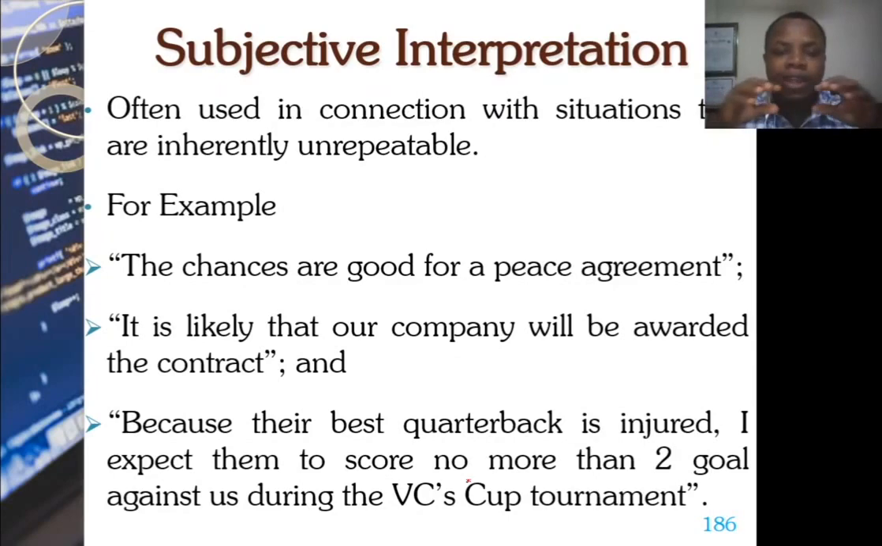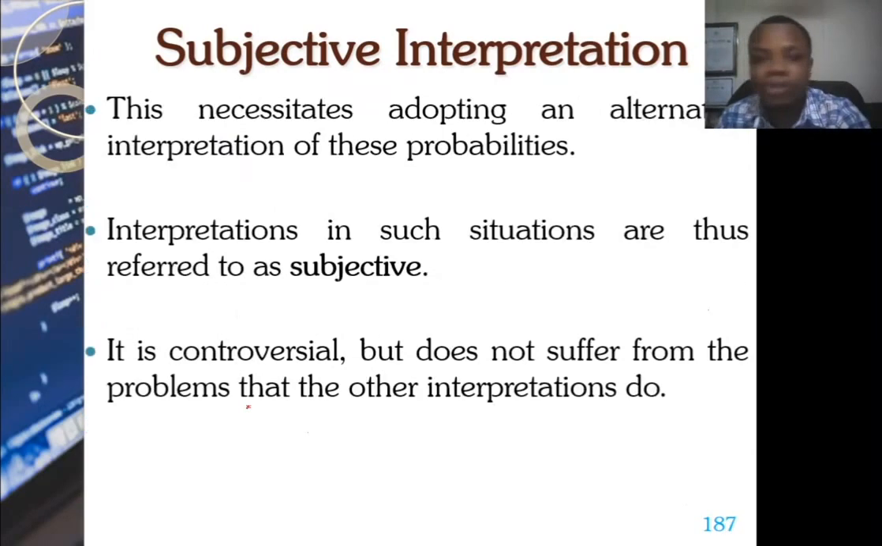Now, because there's some sort of subjective thinking and ideas here, this sort of interpretation is best suited to subjective interpretation, where everyone has his or her own opinion, and that is what this interpretation is about. So once it comes to a statement, just like it is likely that our company will be awarded this contract, another company will also be saying the same thing, thinking that it too might have chances of getting that contract. So in a situation like that, this subjective form of interpretation is quite adequate.